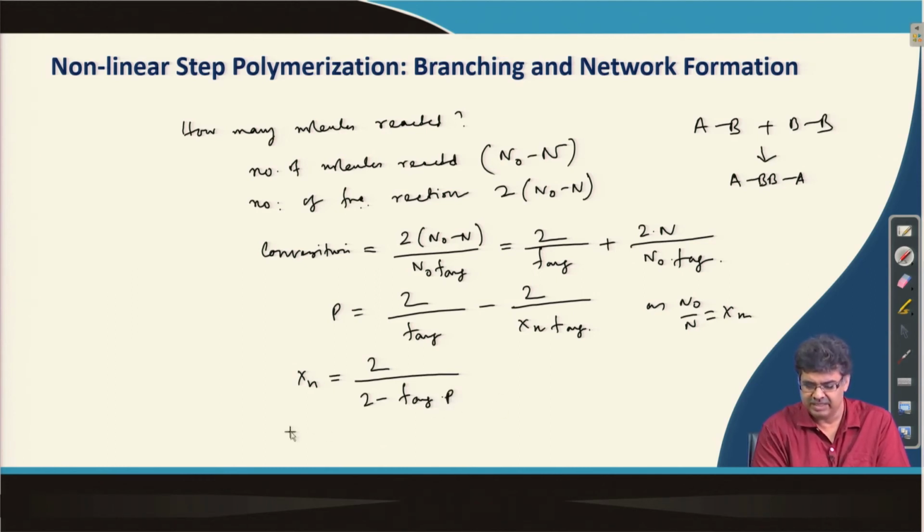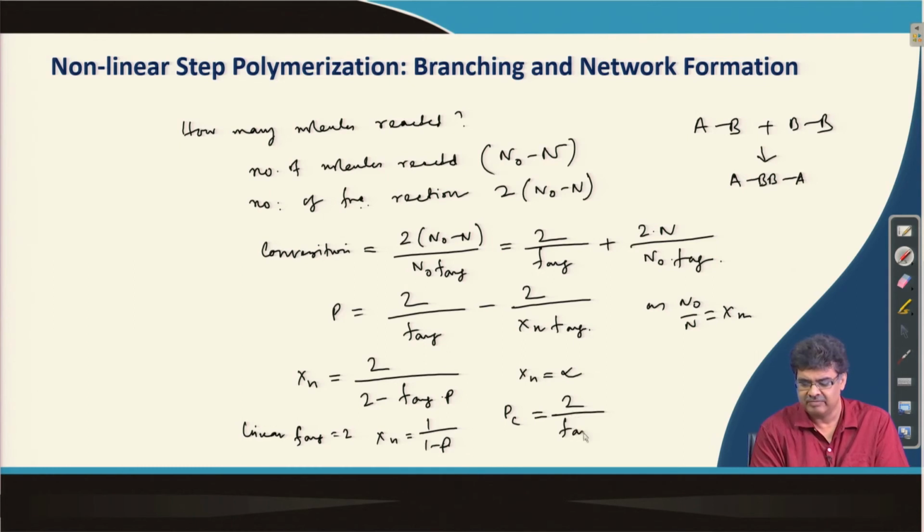Now, if you compare with a linear step polymerization, f average is 2, which means in this case x_n is 1 by (1 minus P), leading to the original Carothers equation. Now, for gel formation, what is x_n? x_n is infinity. So in that case P_c, the critical conversion where gel formation takes place, is given by placing x_n equal to infinity, and we get 2 by f average.